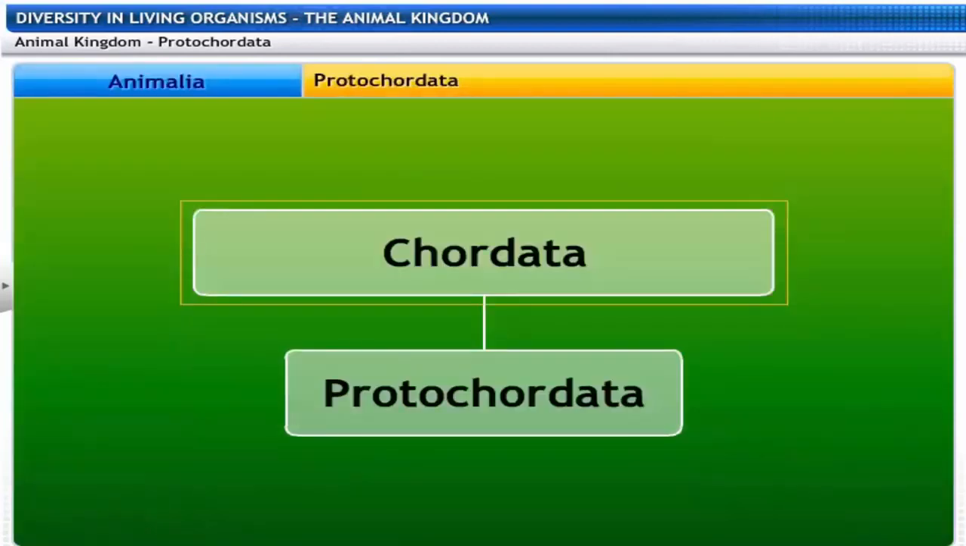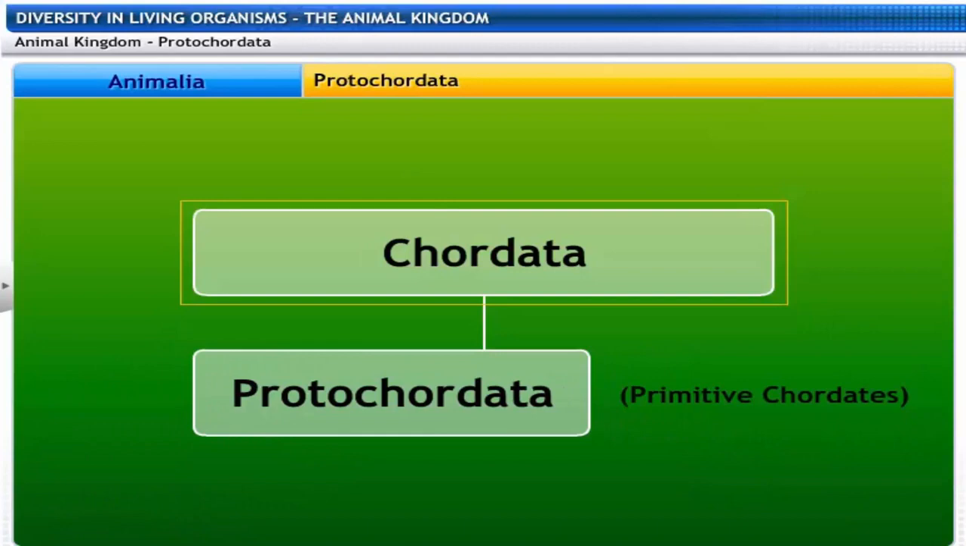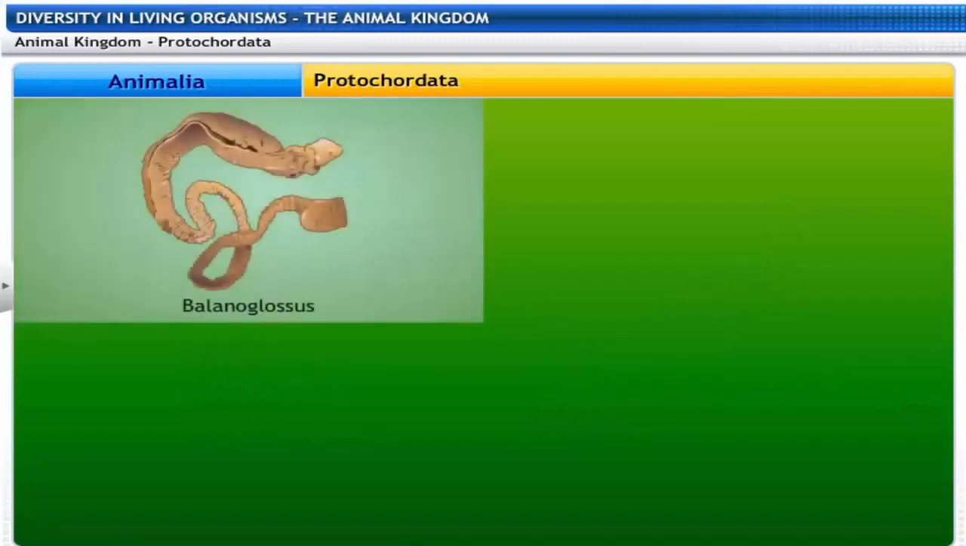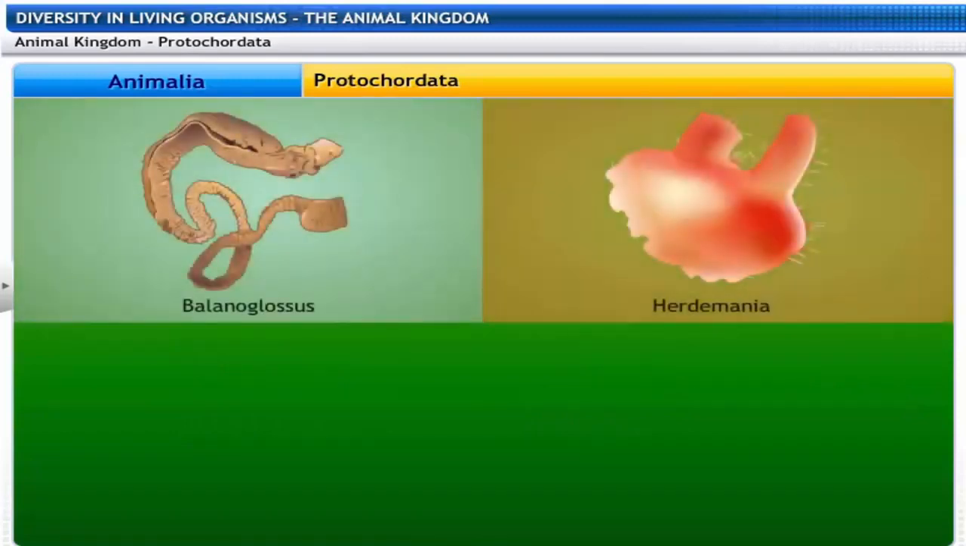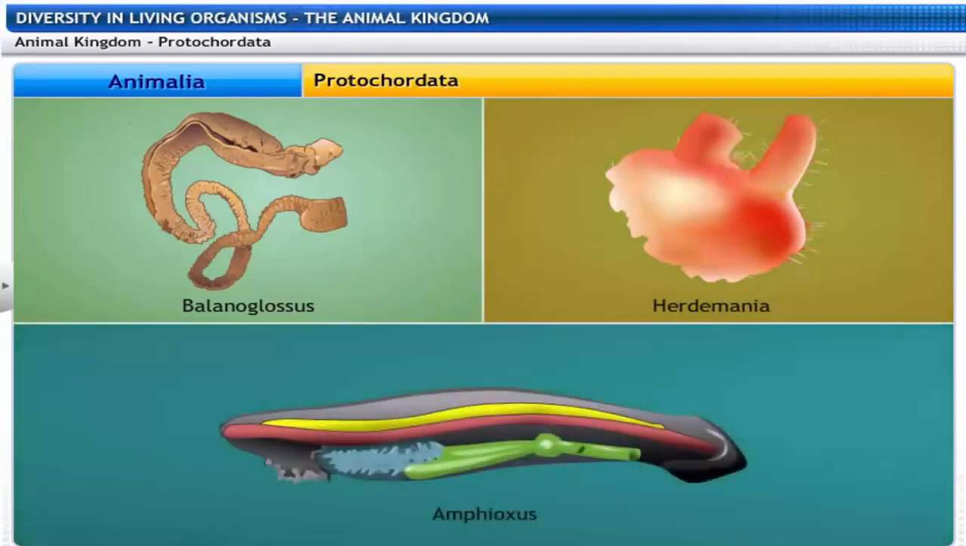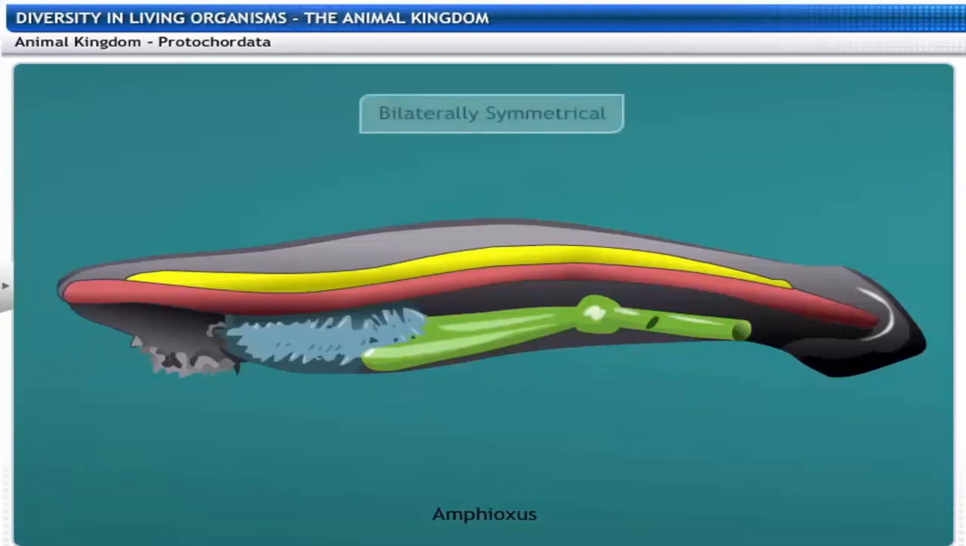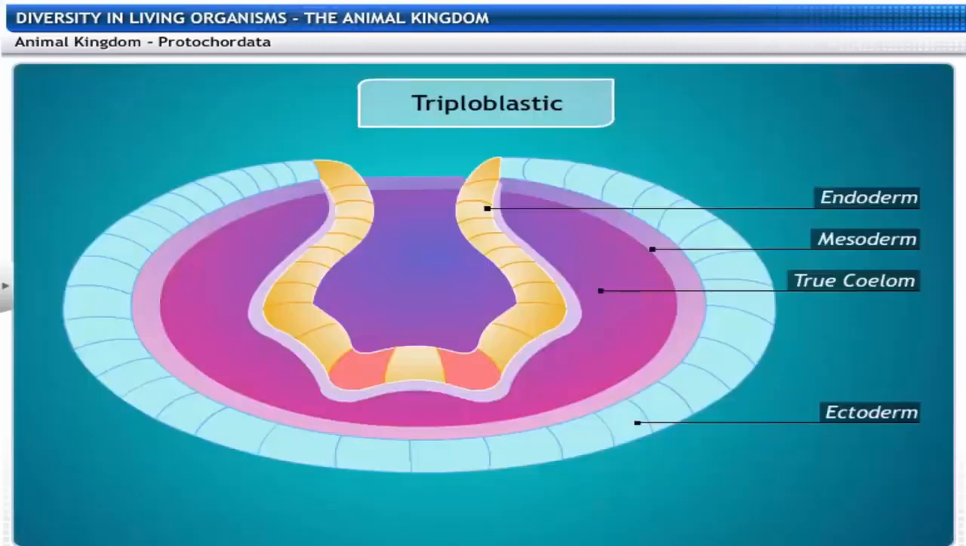Protochordata belong to the phylum Chordata and are primitive chordates. They include Balanoglossus, Herdemania, and Amphioxus. Protochordates are marine animals. Their bodies are bilaterally symmetrical. They are triploblastic and have true coeloms.